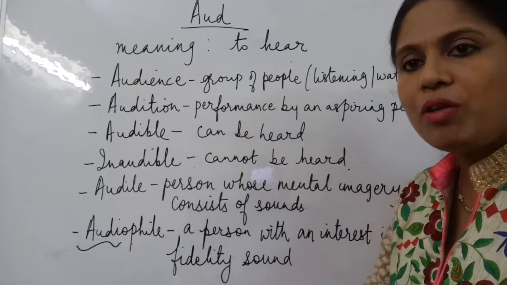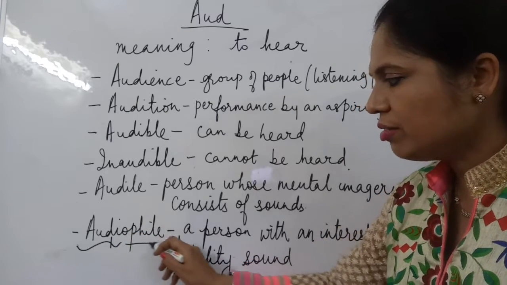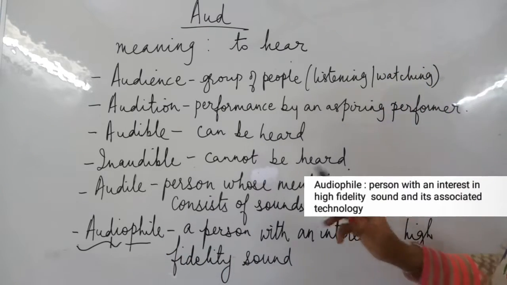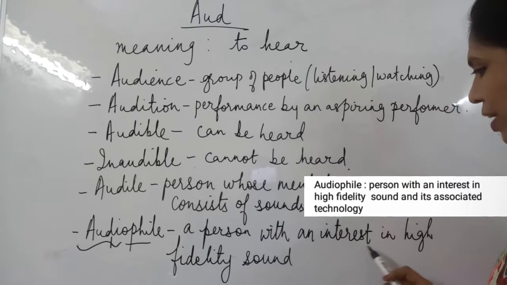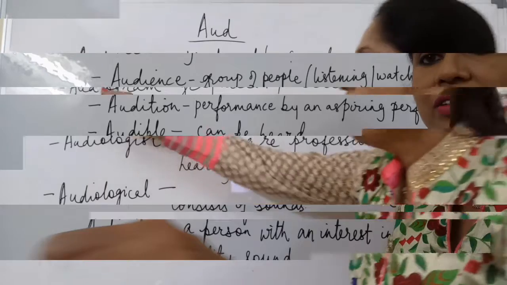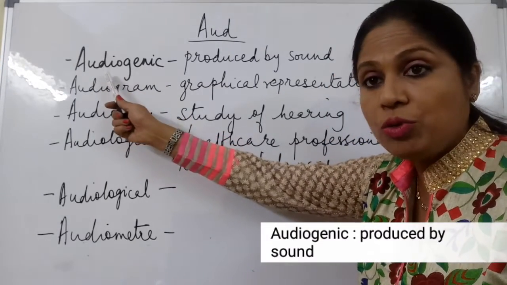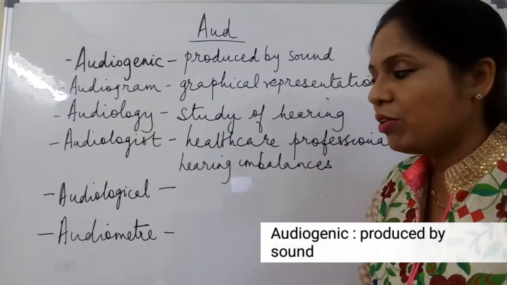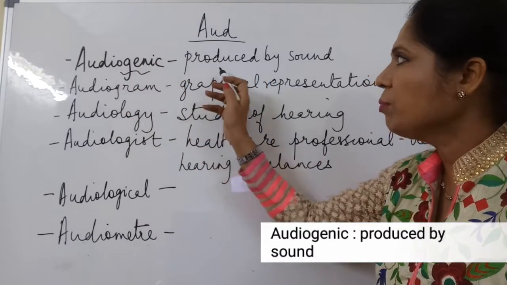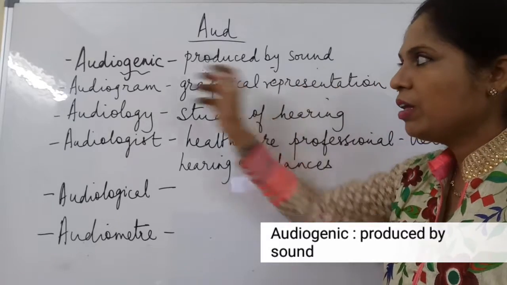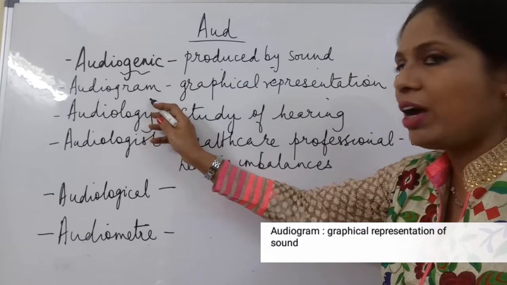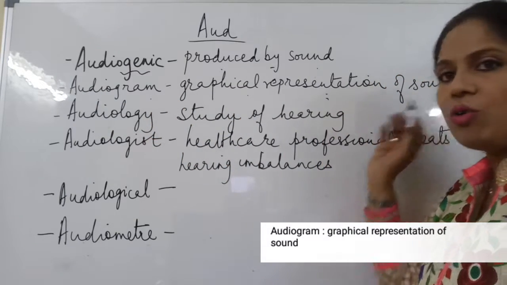Audiophile is made up of two root words, aud and phil, which means love of. So audiophile is a person who has a love for or interest in high fidelity sound. Audiophile. Audiogenic again contains two root words, aud and gen, which means birth or origin. So something which originates or is produced by sound. Audiogenic. The next one, audiogram. So an audiogram is a graphical representation of sound.